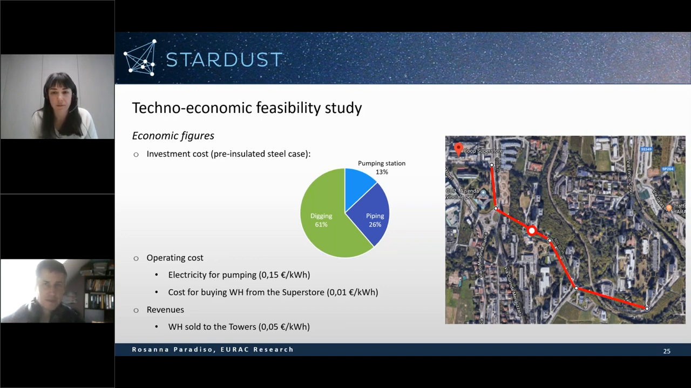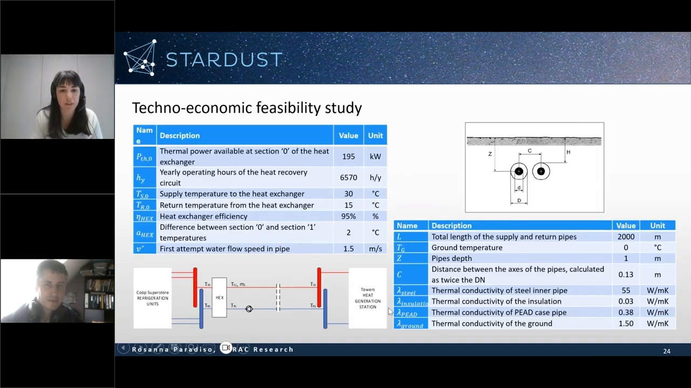So the system I have studied is just to connect the two, the COP Superstore and the collectors of the heat generation station. I mean, the system analyzed ends here.